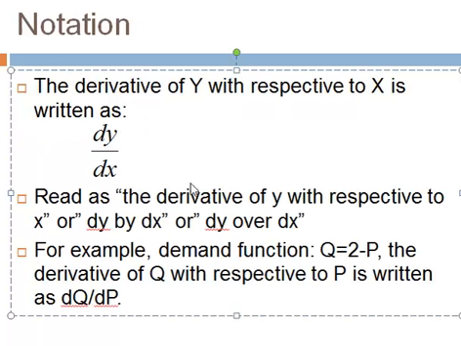Now, how is the derivative written? This is called its notation. Let's take a look. The derivative of y with respect to x is written as dy over dx, or dy by dx. For example, the demand function Q equals 2 minus P we just used in the last slide. The derivative of Q with respect to P is written as dQ over dP.